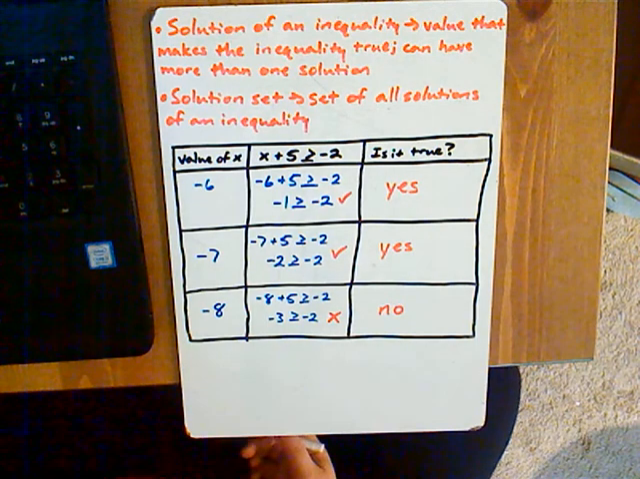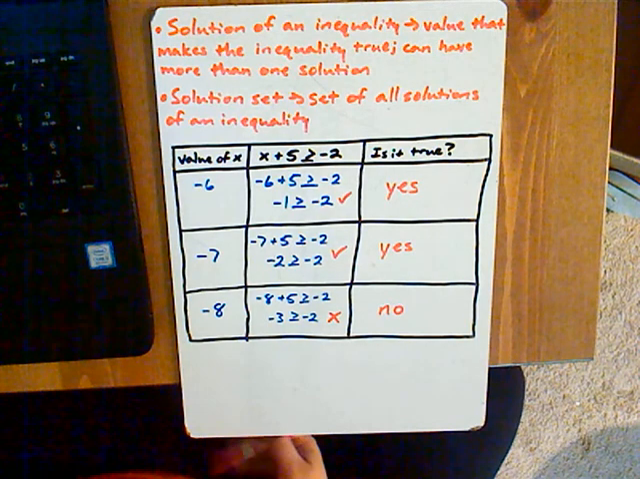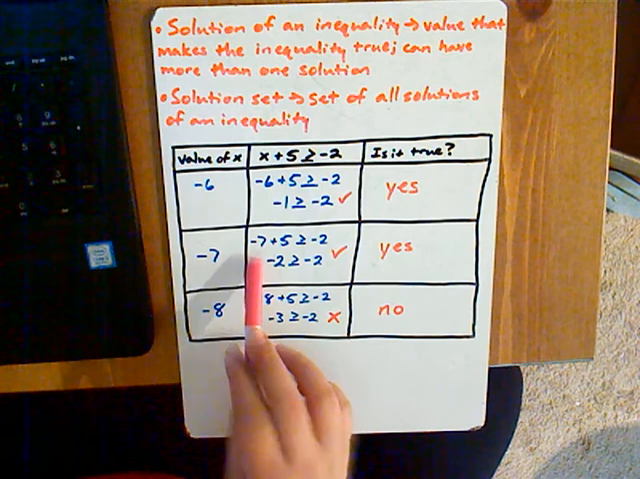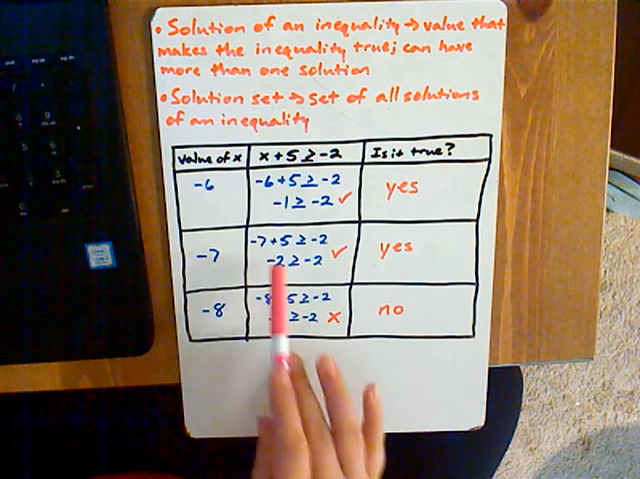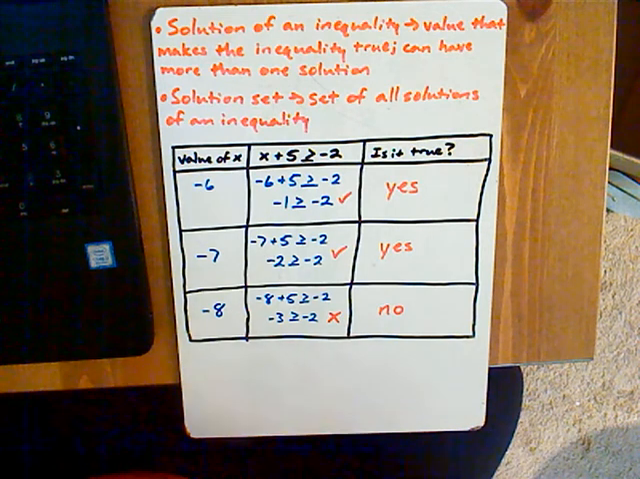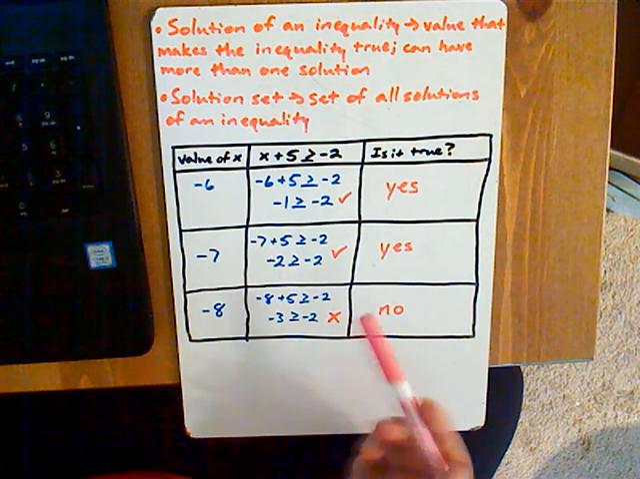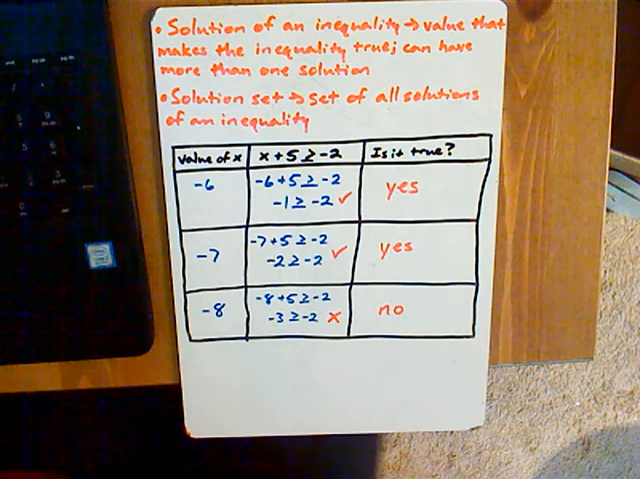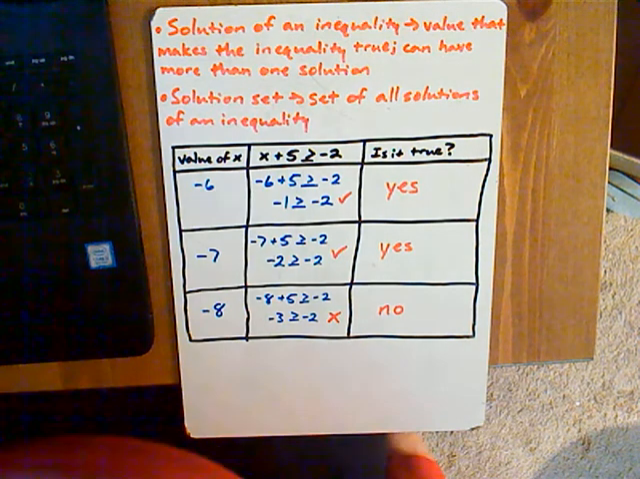If we use negative 7 for our value of x, we plug that negative 7 in for x in our inequality. Negative 7 plus 5 is greater than or equal to negative 2. Negative 7 plus 5 is negative 2. Negative 2 is greater than or equal to negative 2. And so that is a true inequality.